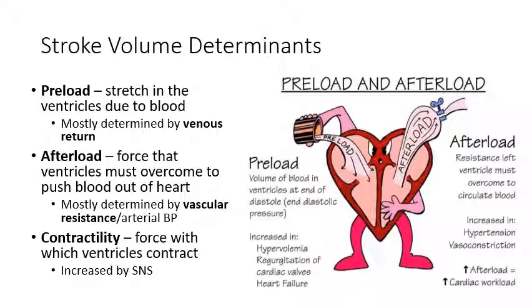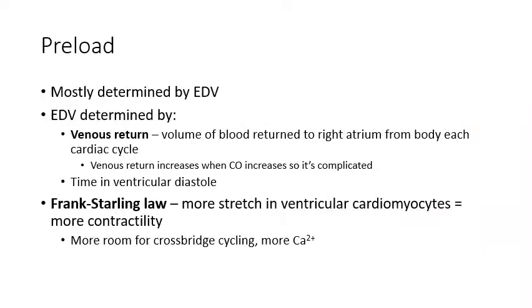Then finally, contractility is more simple. That's just the force with which the ventricles are contracting, how much force they generate when they contract. That can be increased by the sympathetic nervous system. It's mostly constant, but the sympathetic nervous system is actually able to make it go up.